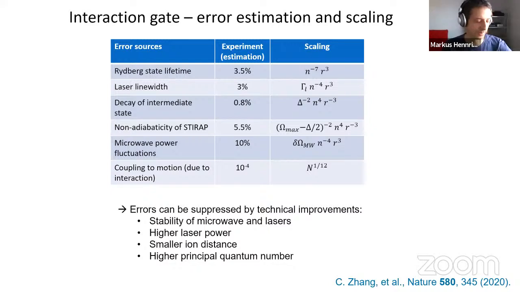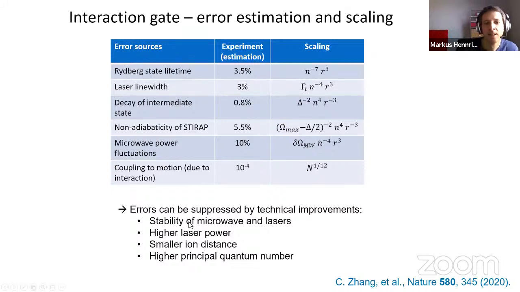So here is a little bit of an error budget of this gate operation. The Rydberg state lifetime at the moment, since it's still 700 nanoseconds, gives an error of something like 3.5%. But by going to higher Rydberg states, we get a longer lifetime of the Rydberg levels, and at the same time a higher interaction strength, which makes it faster. So by going to higher Rydberg states and bringing the ions closer together, we think that we can suppress this Rydberg state lifetime error to significantly below 1%.